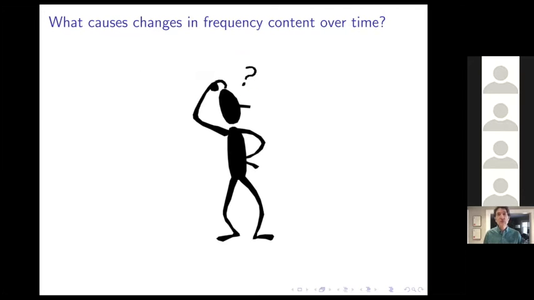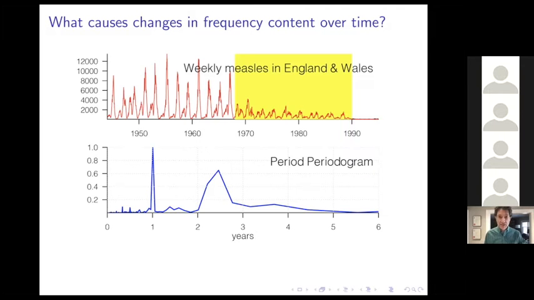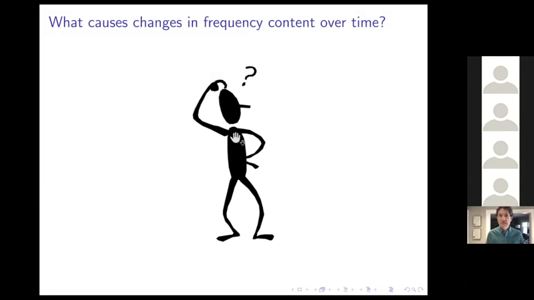Okay, so what is responsible for the changes in frequency content over time? I mentioned vaccination at the end, and that may have something to do with it, but it's not at all obvious why increasing vaccination level would change the pattern of recurrence. That would explain, for example, the overall reduction in the number of cases in this period, because vaccination started in 1968 in a big way in England. But it doesn't explain the change in periodicities. So what's going on?